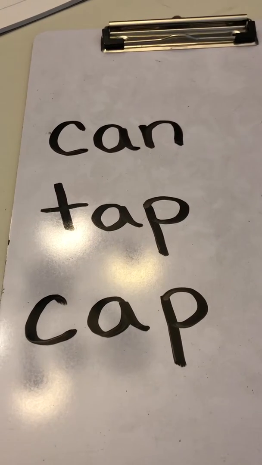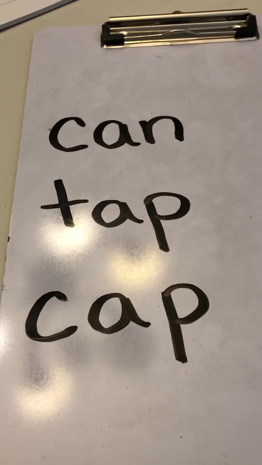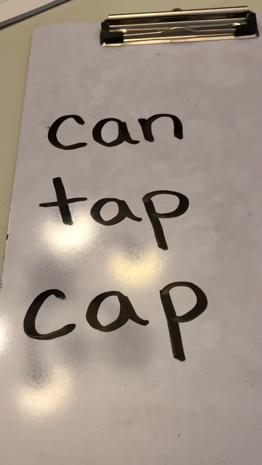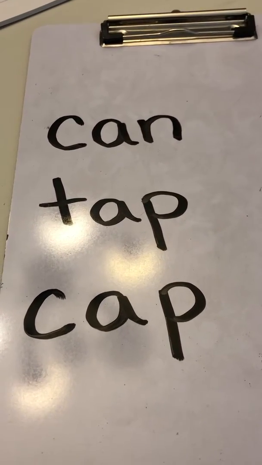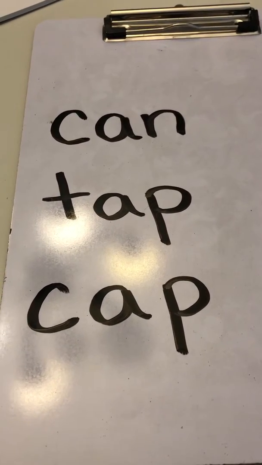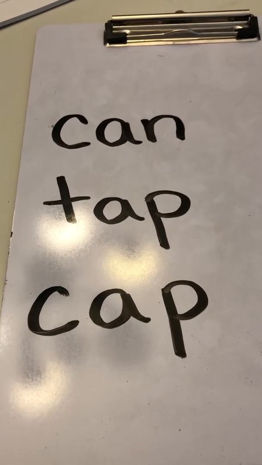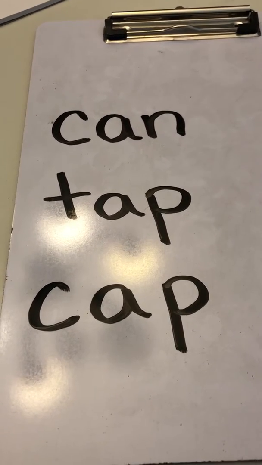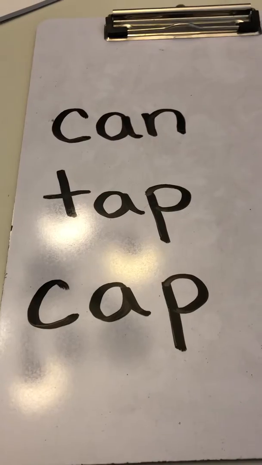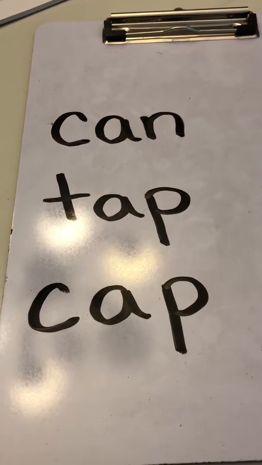And I want you to notice something, that they all have the same vowel. They all have the vowel A. And what I've been teaching you in kindergarten so far is that A says ah. Okay, but today I'm going to teach you something new about the vowel A. But before we do that, let's just go ahead and read these three words.